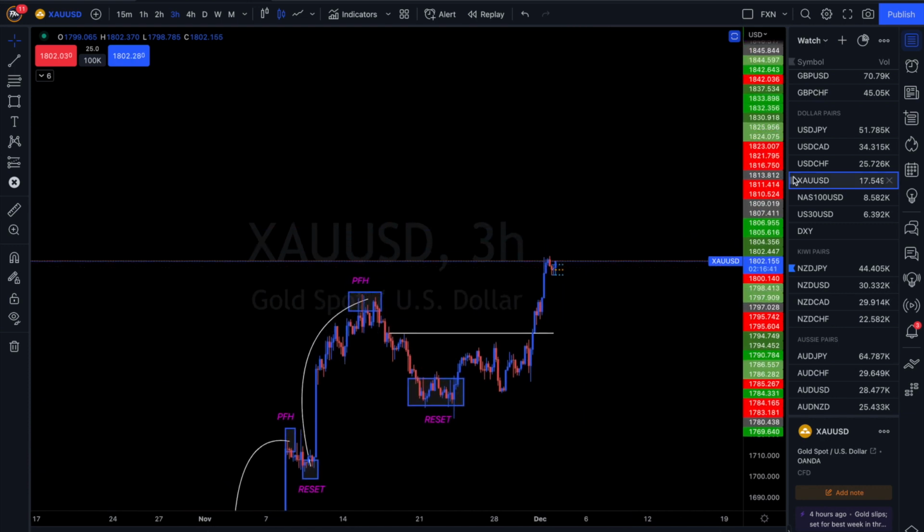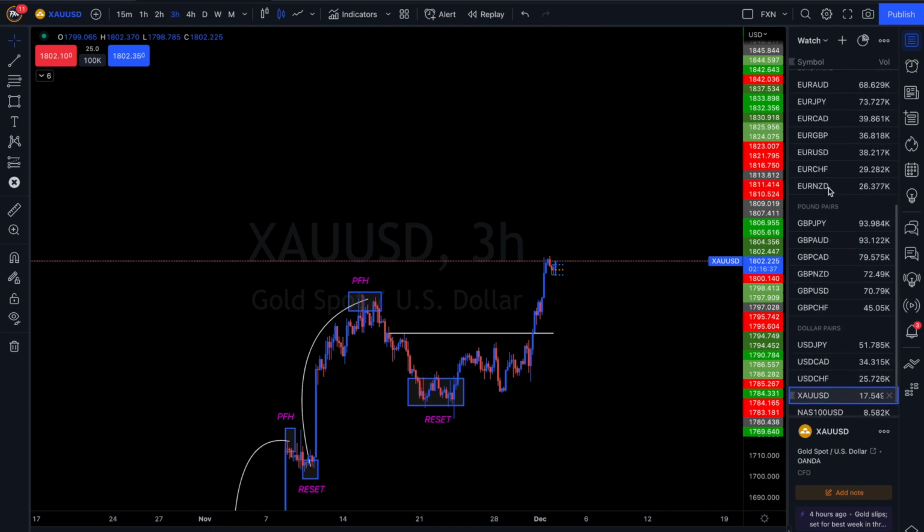Whatever pairs you're trading, you want the pairs that you're trading to have plenty of room to run. Whether it's to buy or sell, it doesn't matter, right? But the important part is that you want room to go.